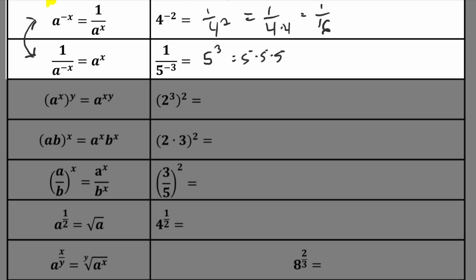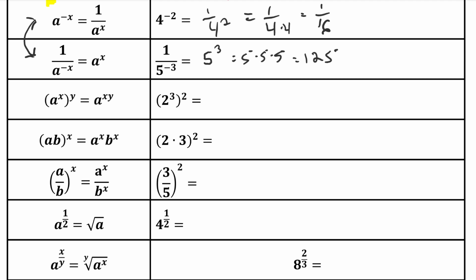That's 25 times 5. So that would be 125, I think. That would be 5 quarters, so that's $1.25. So that's how we work with negative exponents. We just put it on the other side of the fraction and make the exponent positive.